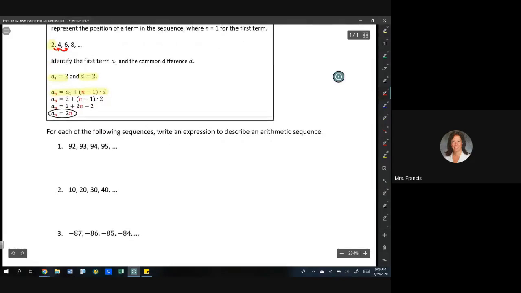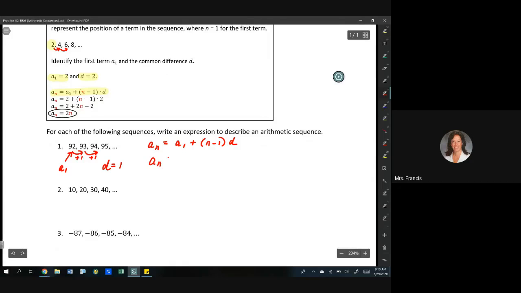All right, so let's work through these. It says for each of the following sequences, write the expression to describe the arithmetic sequence. So we're going to write out the formula, and now look at our sequence. First of all, it's really easy to determine what a sub 1 is. Then the next thing we have to identify is the difference. We know it's an arithmetic sequence, so we're either adding or subtracting a number. As we go from one term to the next, we're adding 1. So our common difference in this case is 1, and now we're just going to fill in the formula.